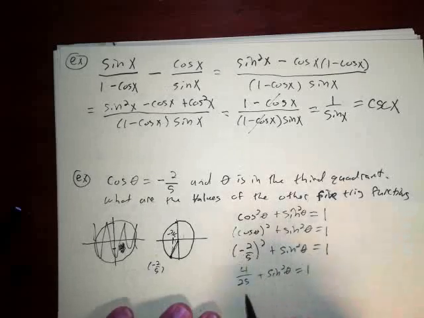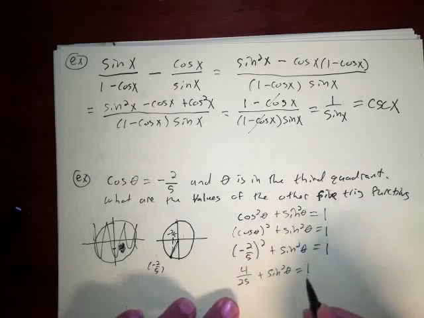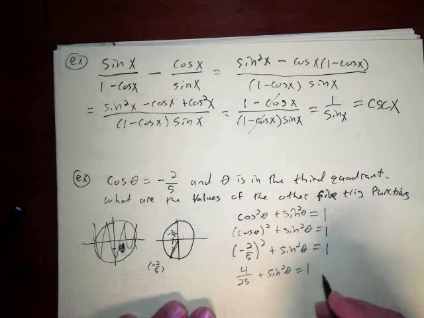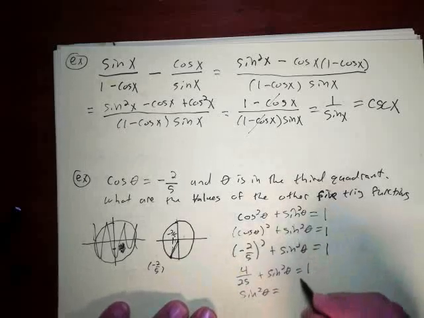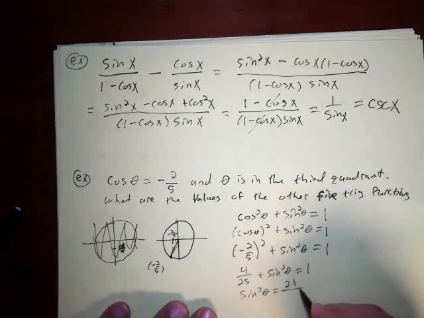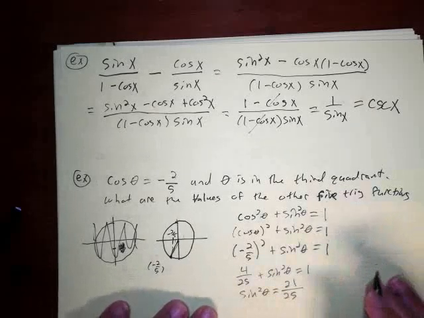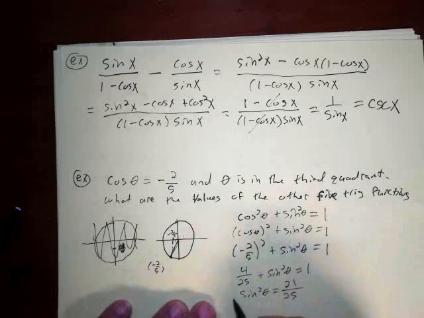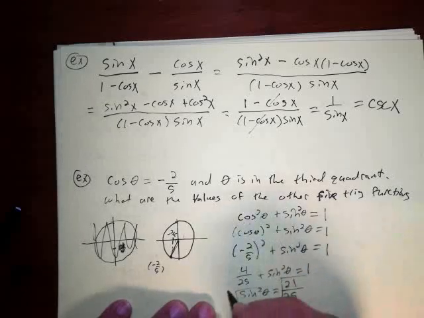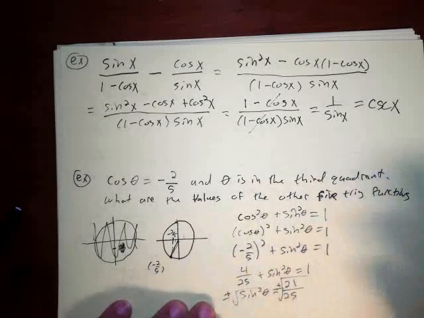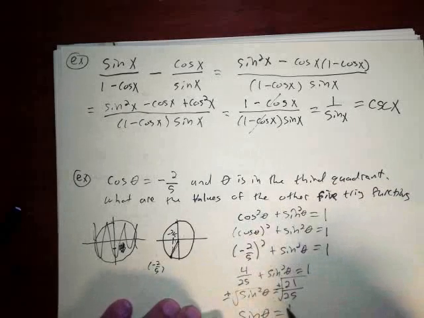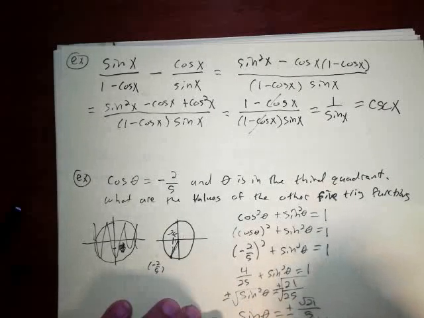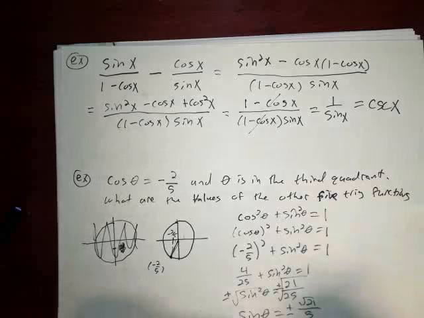That's equal to 1. Now I'm going to bring this over. This will be 25/25 minus 4/25, which means I get sine squared theta is equal to 21/25. And then I'm going to take the square root of both sides, which will be plus or minus. So I know that sine theta is equal to plus or minus the square root of 21 over 5. Okay? And so the question is, which one is it?